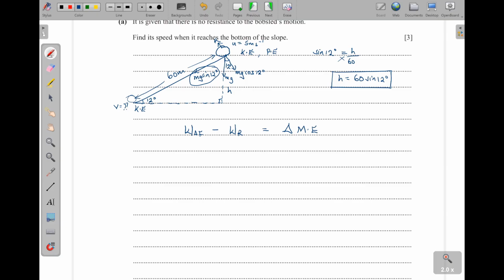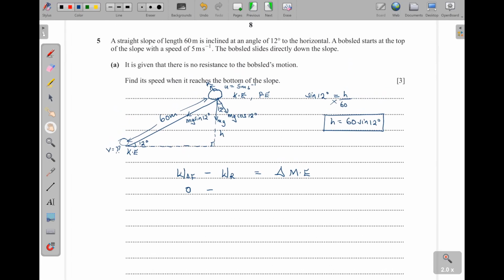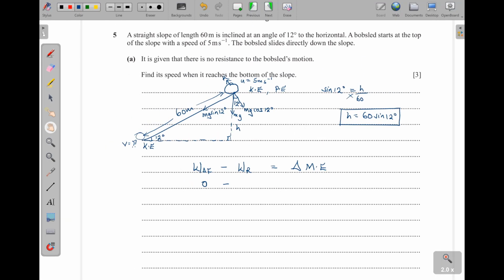You can use the mg sine 12 in that method of F is equal to ma when you are using also the equations of motion. So this one is not going to be used here. So that means the work done by the driving force is 0. Then, is this a smooth plane? They never said whether the slope was smooth or rough. So we take it as smooth, therefore there is no resistance force, 0.